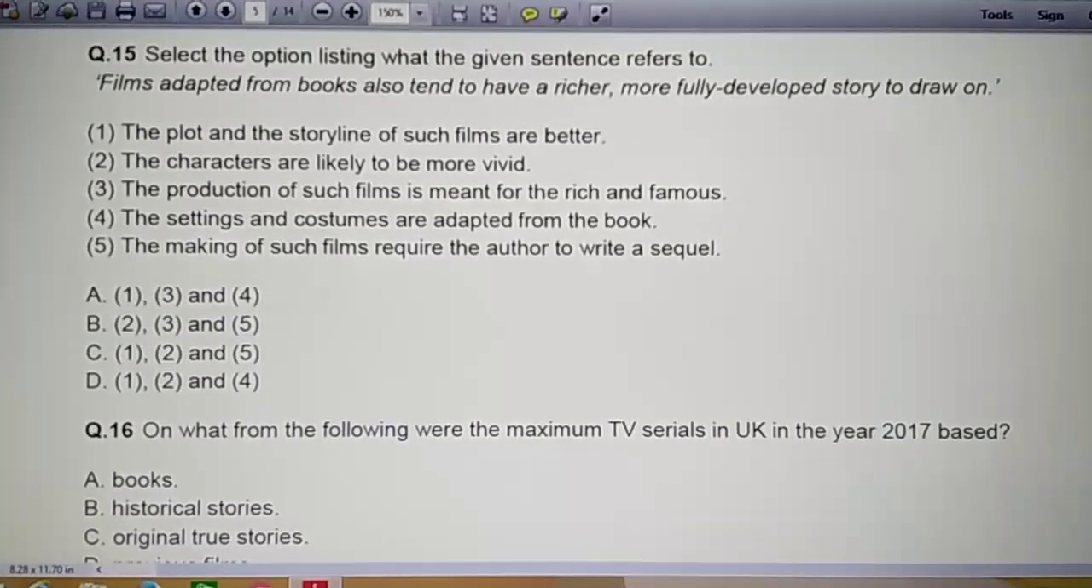Question number 15. Select the option listing what the given sentence refers to. Films adapted from books also tend to have a richer, more fully developed story to draw on. So the right option for that will be option D, 1, 2, 4. It means the plot and the storyline of such films are better. The characters are likely to be more vivid. And the fourth one, the settings and costumes are adapted from the book.